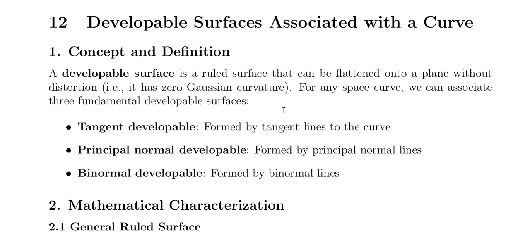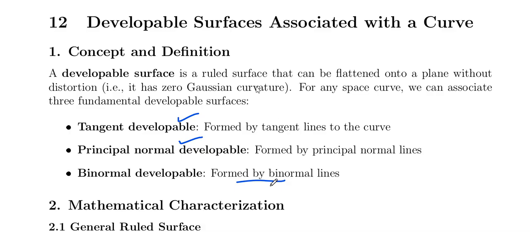And the next topic is developable surface associated with a curve. A developable surface is a ruled surface that can be flattened onto the plane without distortion; that is, it has zero Gaussian curvature. For any space curve, we can associate three fundamental developable surfaces: the tangent developable, formed by the tangent lines to the curve; the principal normal developable, formed by the principal normal lines; and the binormal developable, formed by the binormal lines.